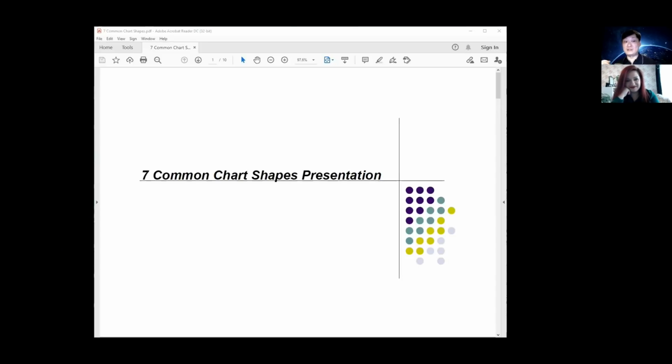Okay, so today we are talking about the patterns, planetary patterns. Yes, and there's 7 common ones that we have, according to Edmund E. Jones. And so let me just start my presentation. Okay, so today we are talking about the 7 common chart shapes.